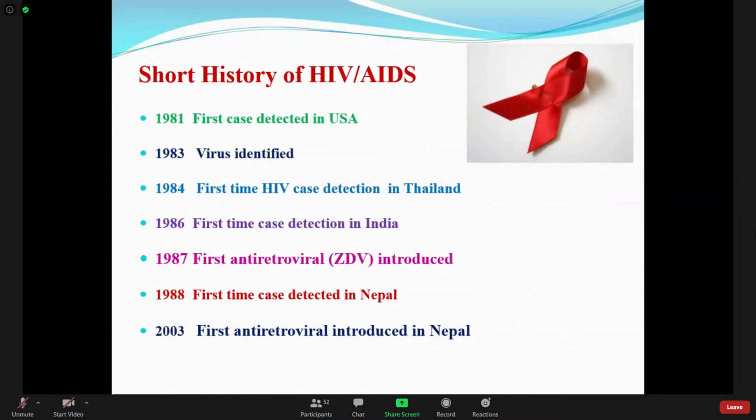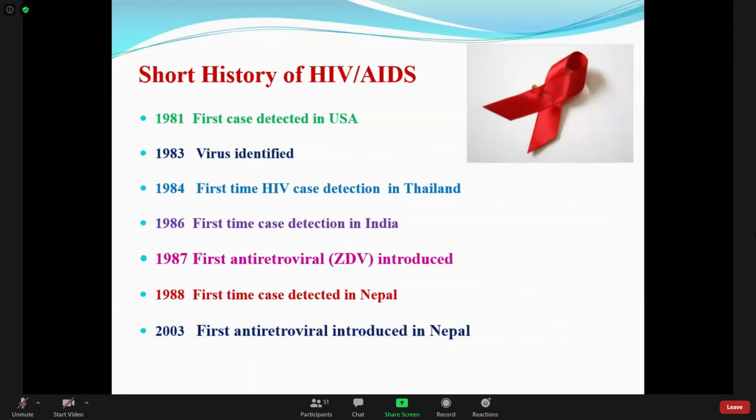In 1981, the first case was detected in the USA. In 1983, after 2 years, the virus was identified. In 1984, the first HIV case was detected in Thailand, after 3 years. In 1986, the first case was detected in India. And in 1987, after 1 year, the first antiretroviral was introduced worldwide.